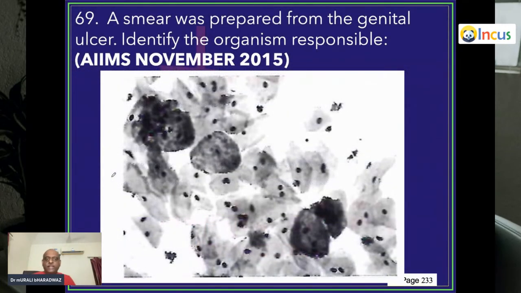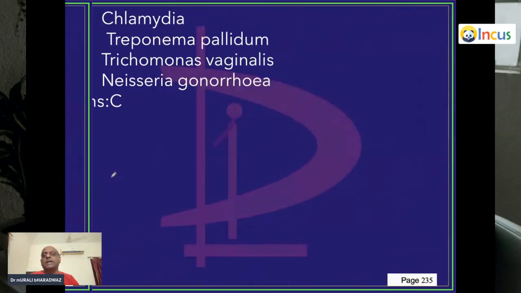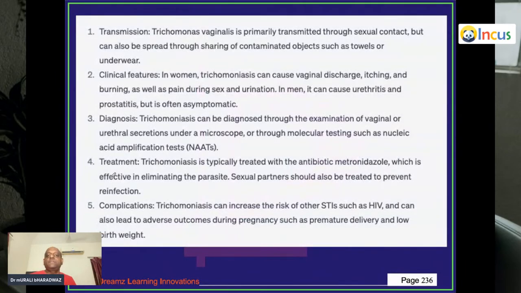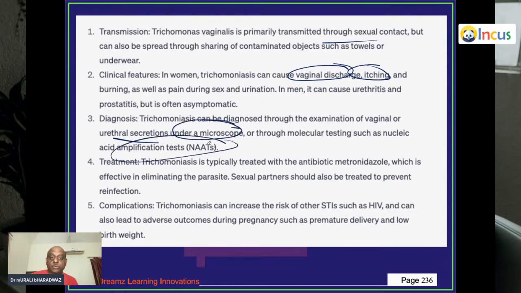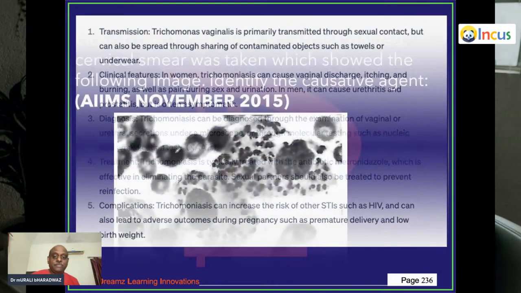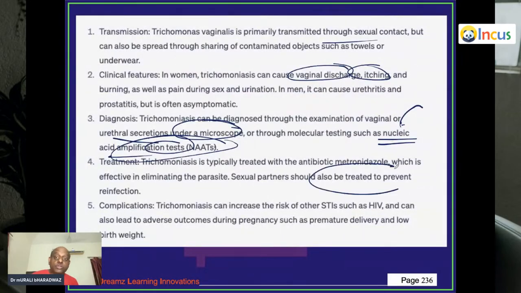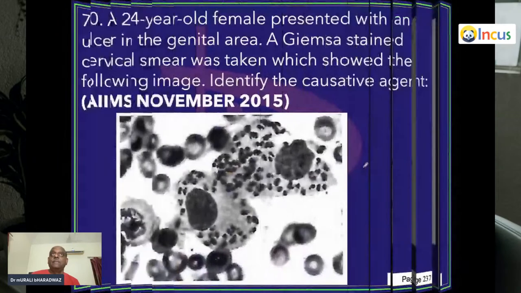So genital ulcer, a smear is being prepared. So it is a classical trichomonas vaginalis, mainly through sexual contact, vaginal discharge, itching will be there. And urethral secretions under microscope, you can also do nucleic acid amplification test. And sexual partners should also be treated in trichomonas.